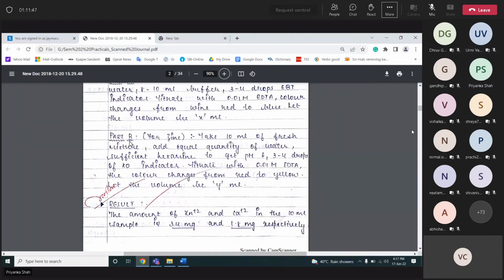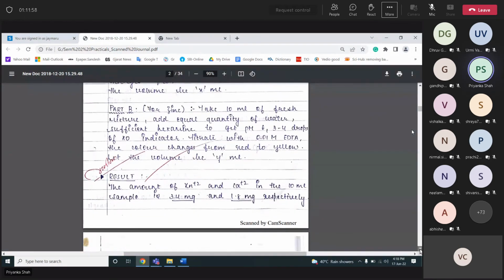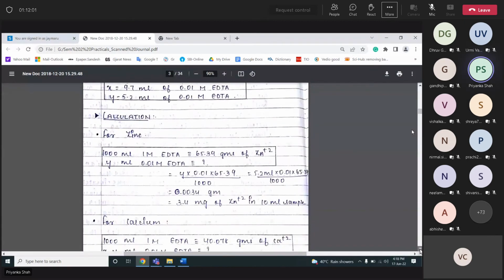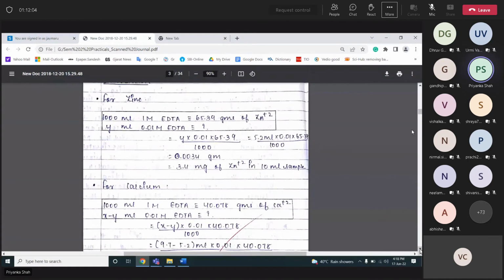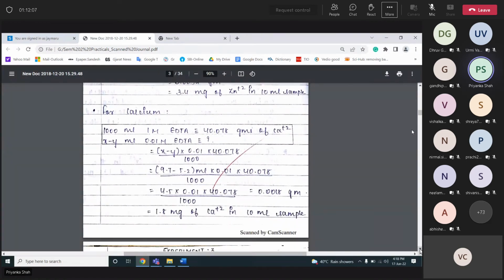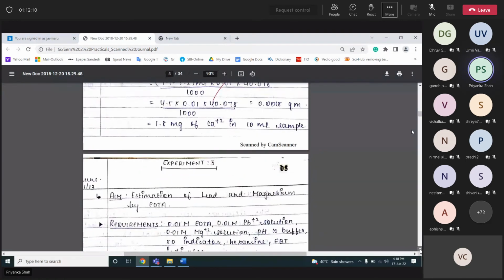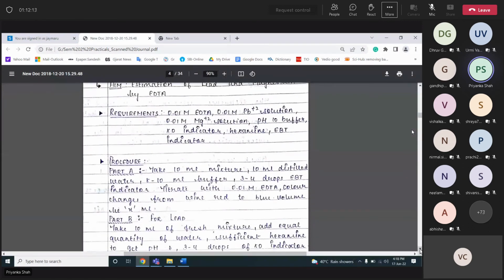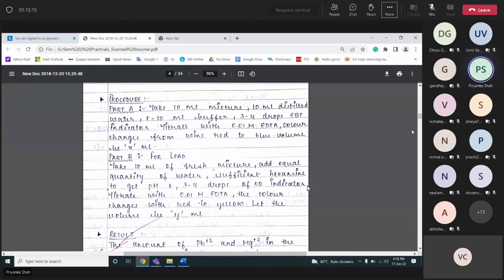Okay. So this is what, just a minute. I will show some calculation. This is for zinc and calcium and your answer in milligram. Right? Same thing for lead and magnesium. The procedure will again remain the same. Here you are doing the lead. So what will be the precipitation here? It will form magnesium hydroxide. Right? So that will not participate in the titration at pH 6.